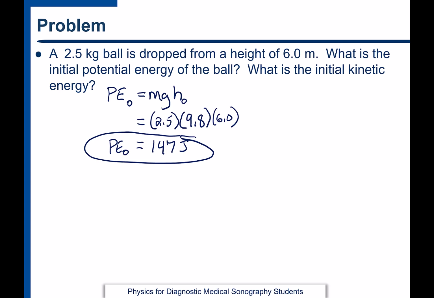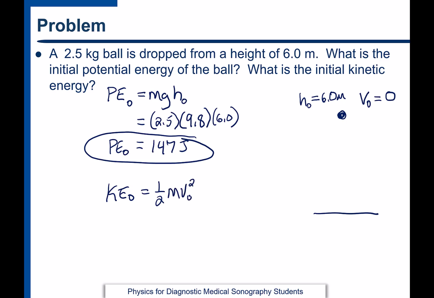What's the initial kinetic energy? Well, again, we're dropping this object. So the initial height was 6 meters, but since we're just dropping it, the instant we drop it, it's not moving. So the initial velocity would be 0. And therefore, the initial kinetic energy, in general, we know kinetic energy is 1/2 mv squared. But if that initial velocity is 0, the initial kinetic energy definitely is 0.